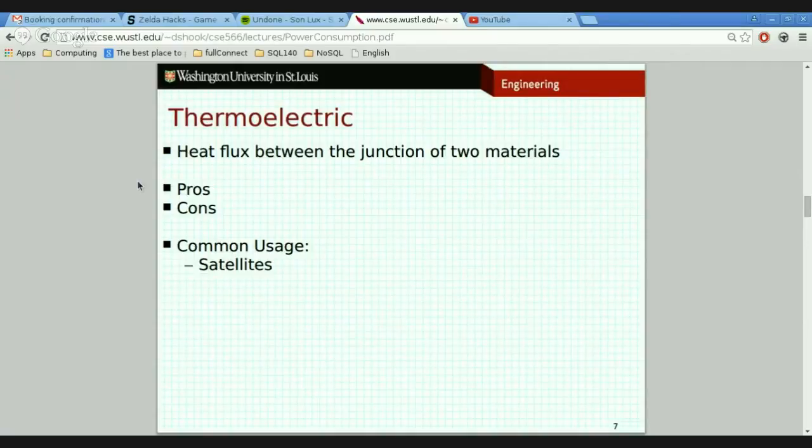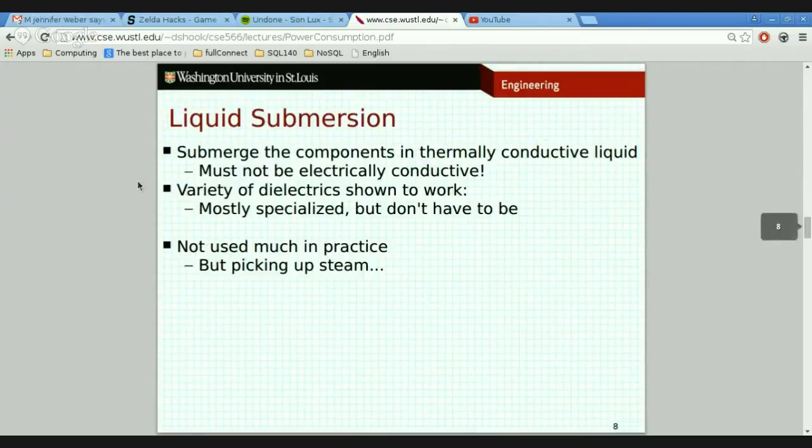The only place that it finds a lot of common usage is in satellites, where one face of the satellite is commonly pointed directly at the sun, which, as I'm sure you know, generates quite a large amount of heat, right? And then the side that is not facing the sun will be this special heat dissipating material that can be used. So let's talk about something that's perhaps a little bit more practical for our purposes in high performance computing. Liquid submersion.